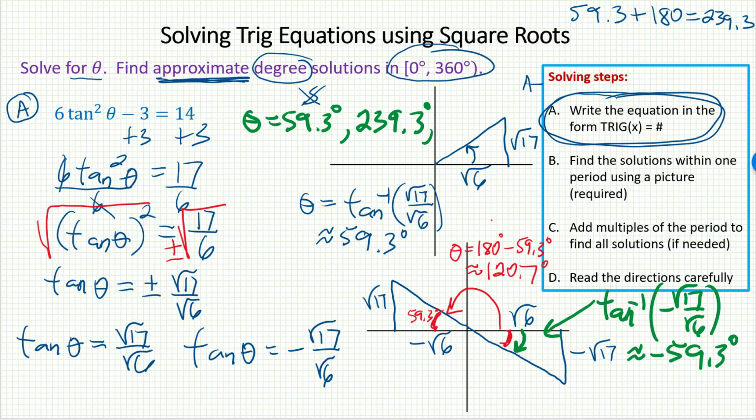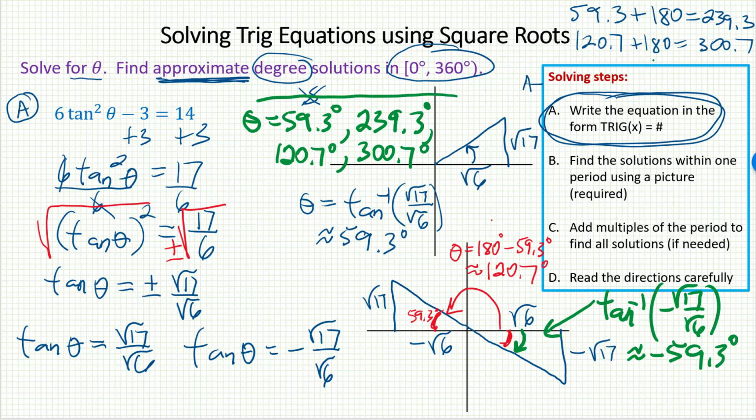Then my second answer, remember, was 120.7 degrees. Well, I'm going to need to add 180 onto that. That comes out to be 300.7. Remember, I can add as many 180s as I want to these angles to obtain more solutions. That's in the range, but obviously if I kept going, I would be way too big. I'd be up in the 400s again. We have found 4 possible solutions to this equation, and these are the only solutions in the interval 0 to 360.